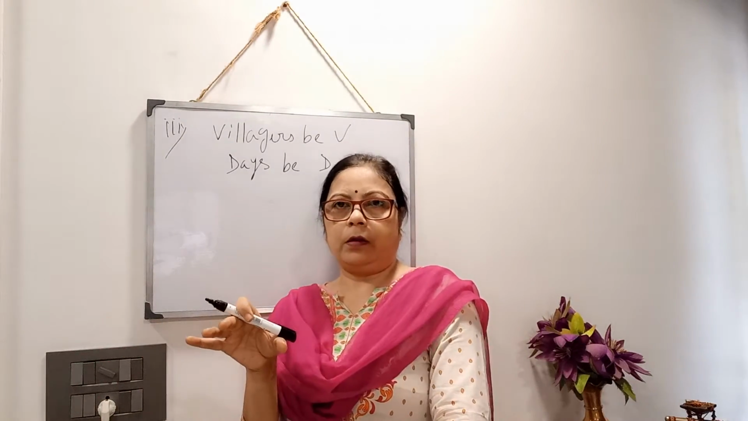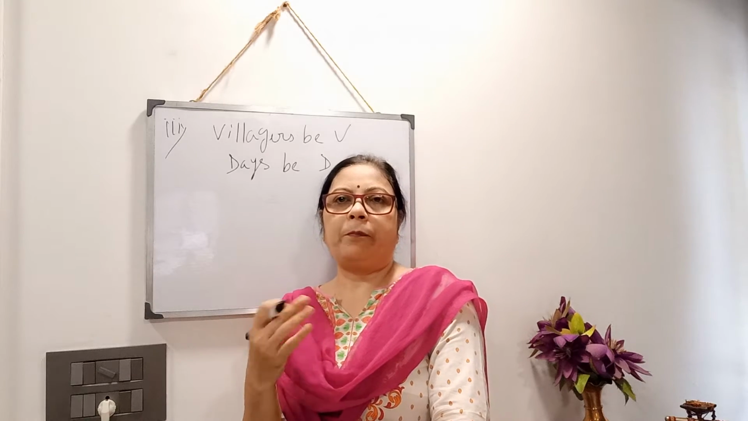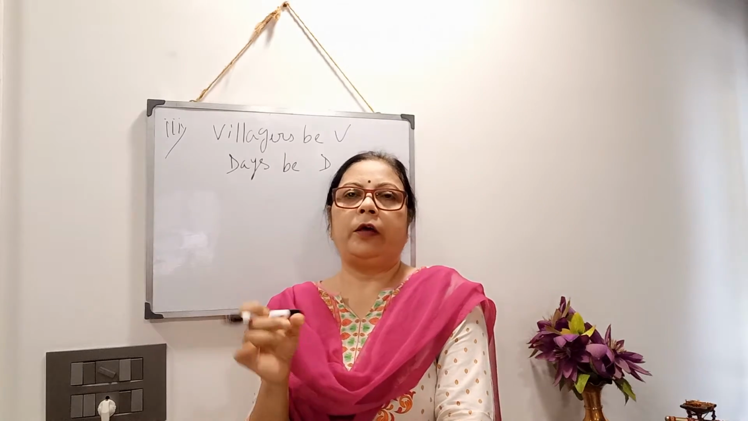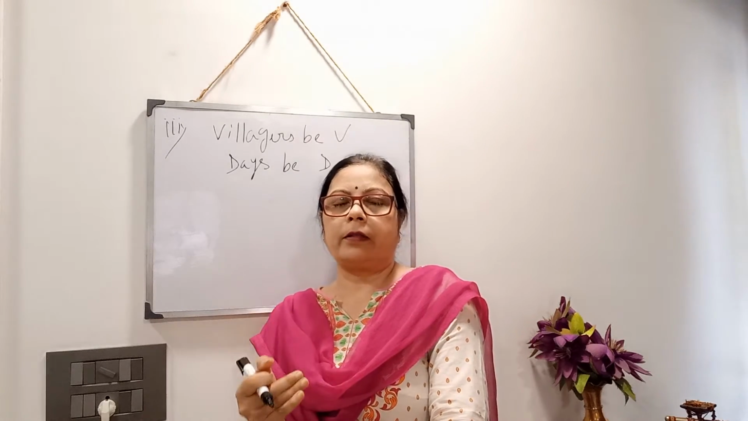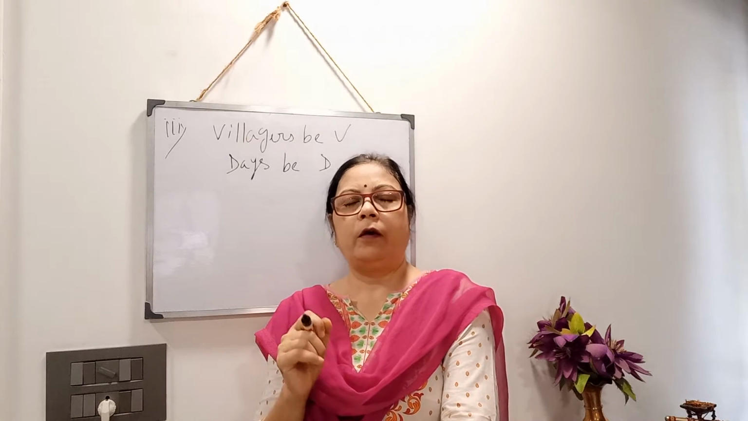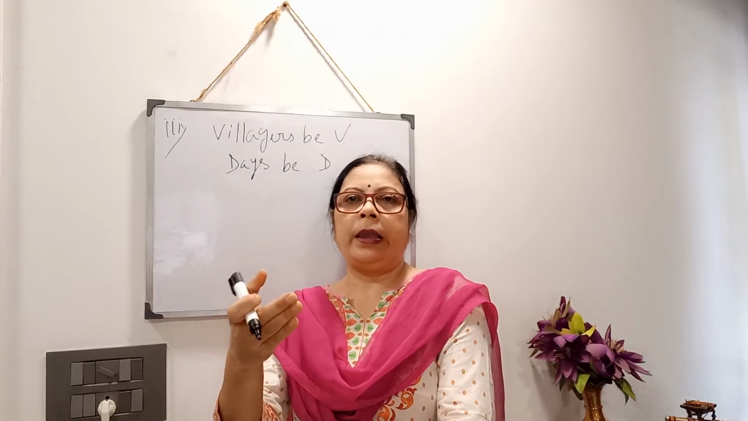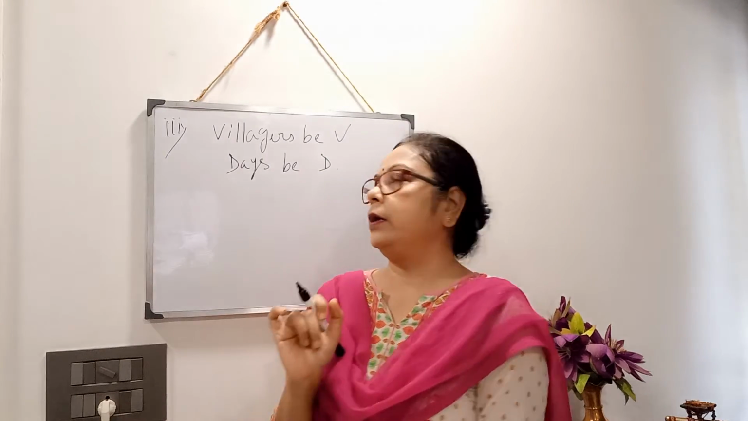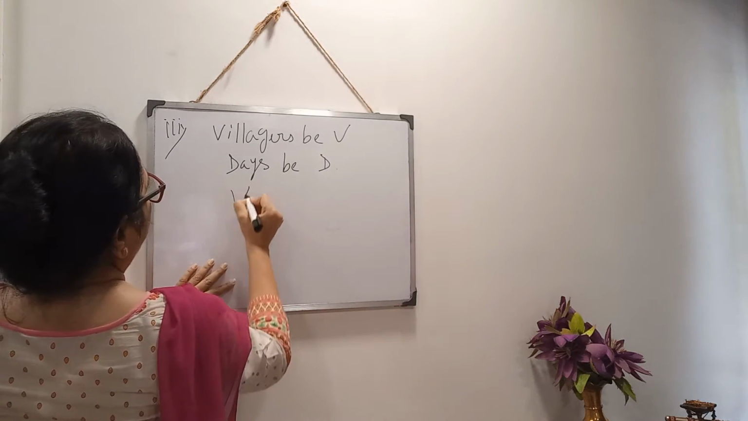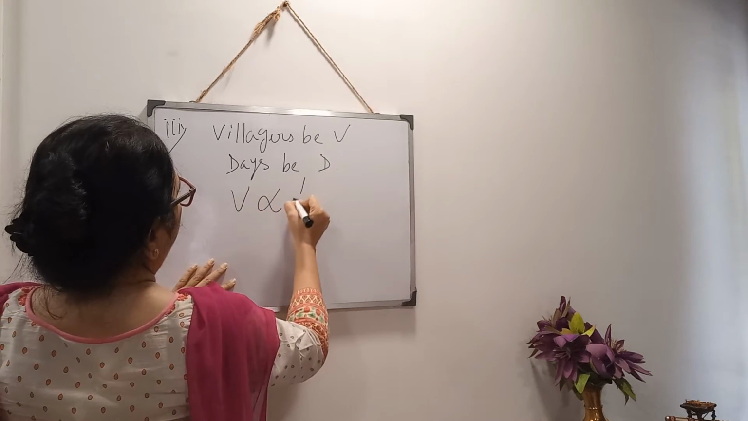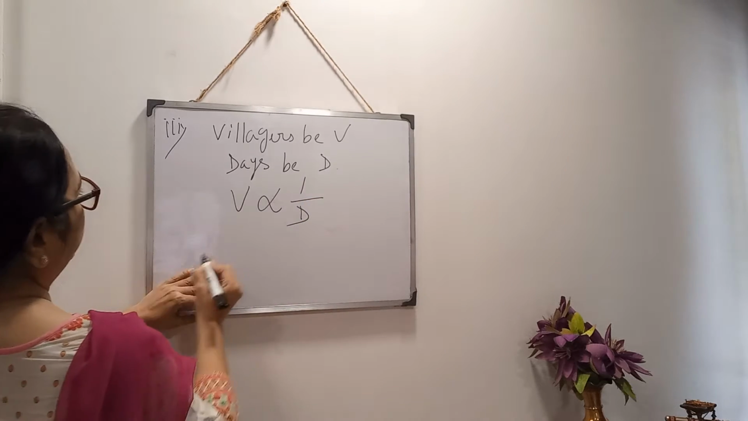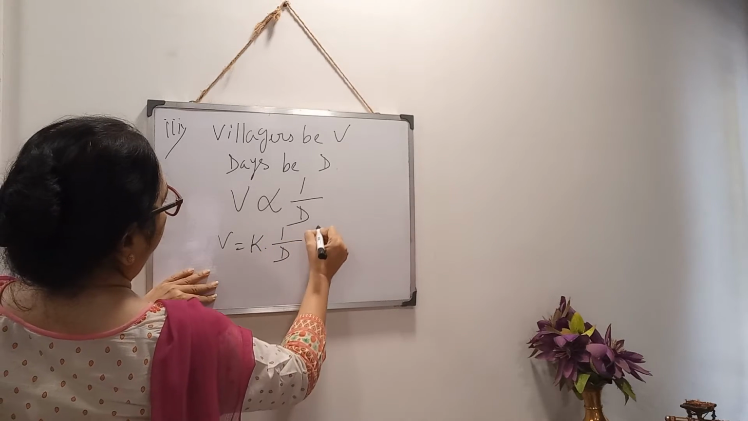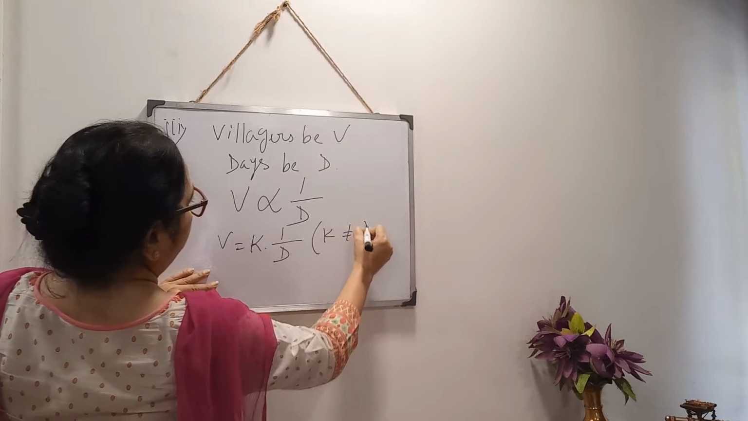To do a particular work, if we deploy more villagers or more laborers, then they will do the same work in less number of days. Clear? So more laborers means less number of days they will require. So they are related indirectly. More villagers means fewer days. So V varies as 1 by D. Then next step, V equals K into 1 by D, where K is a non-zero variation constant.